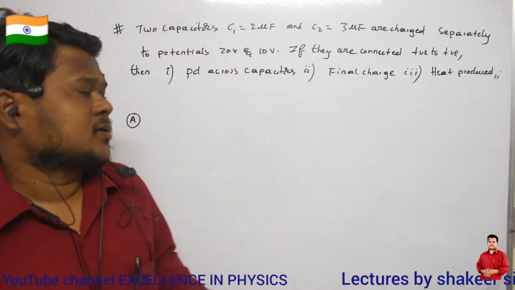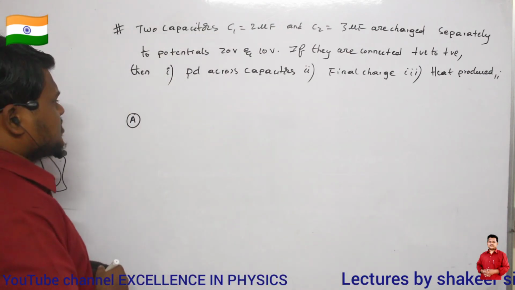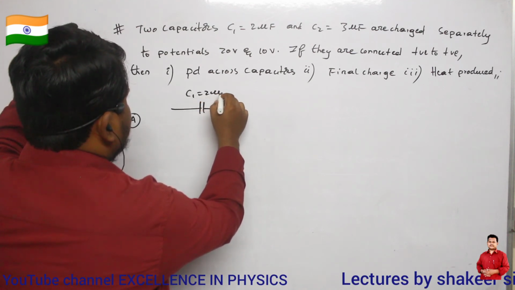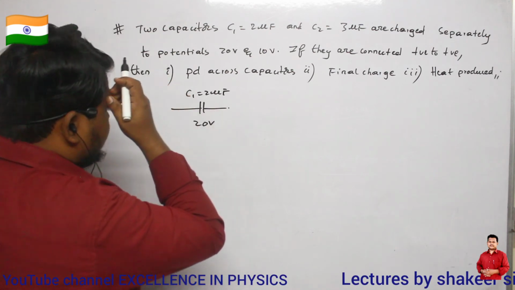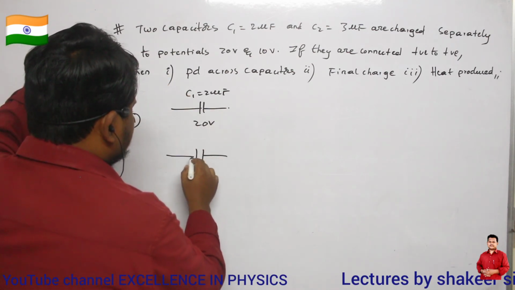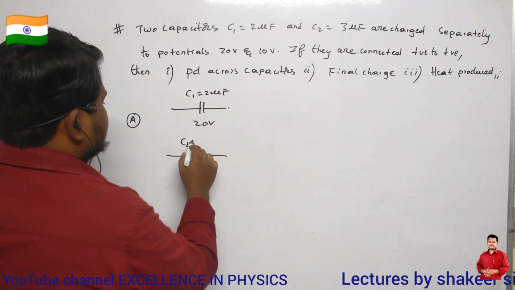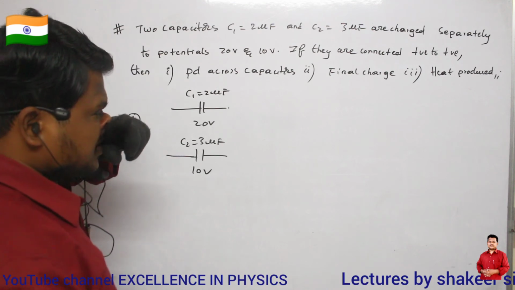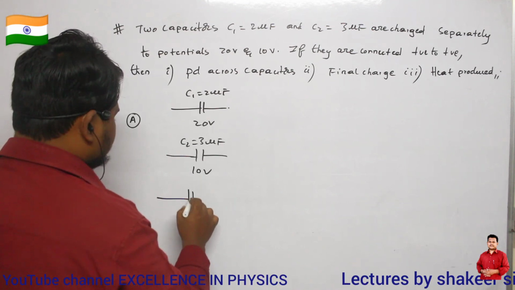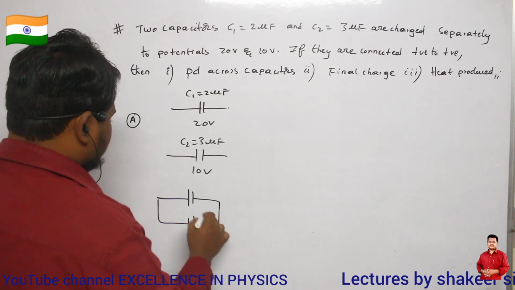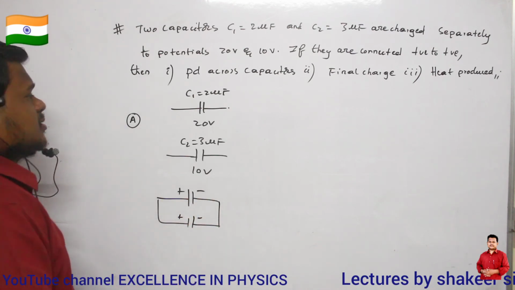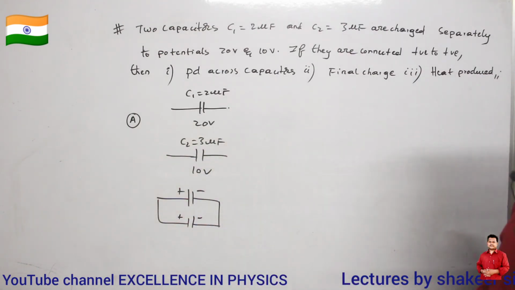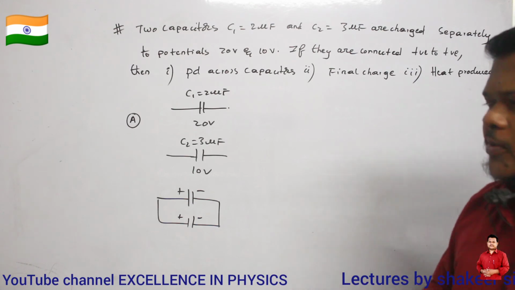Two capacitors C1 and C2 are charged separately. This is one capacitor whose capacitance is 2 microfarads and it is charged to a potential of 20. This is another capacitor with capacitance C2 equal to 3 microfarads, charged to a potential difference of 10 volts. If they are connected positive to positive, this type of connection, then redistribution of charges will take place, such that both of them will obtain a common potential.